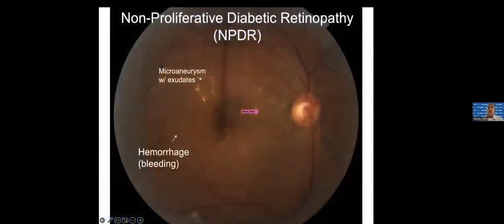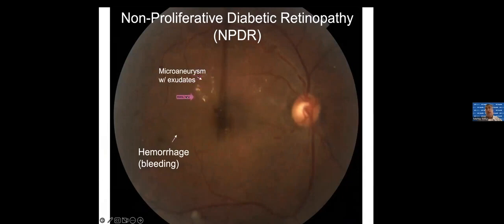This is what happens when somebody has non-proliferative diabetic retinopathy. This is a pretty severe version of non-proliferative diabetic retinopathy. But in this specific case, this patient has several different problems. You can see the hemorrhage, you can see bleeding, these different areas here. You can see this little aneurysm here called a microaneurysm.